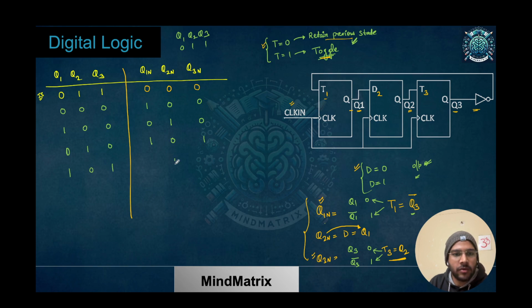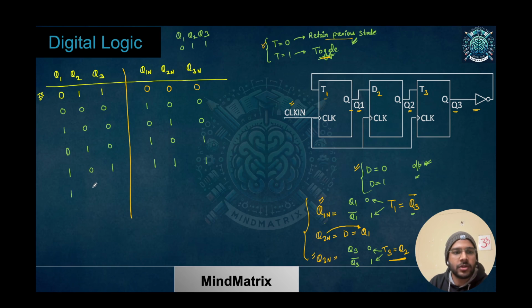Q1 is 1, so I can write 1 here. Right. Now what about Q1n? Q3 complement, so 0. T1 will become 0, so it retains the same state, Q1. So 1 here. Q3 and Q2 value: Q2 is 0 here, right? So T3 is 0, retain the same value, 1 here for Q3. So we are getting 111.